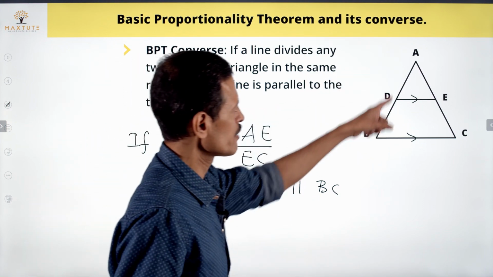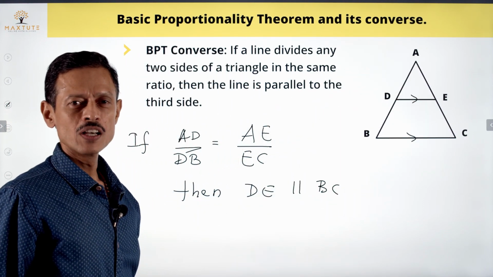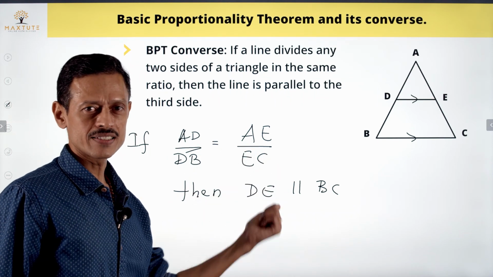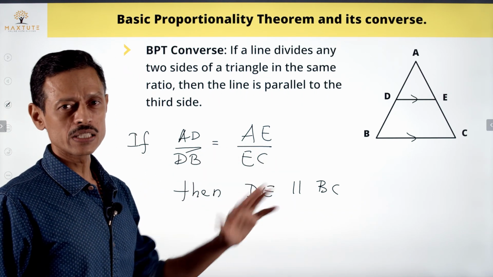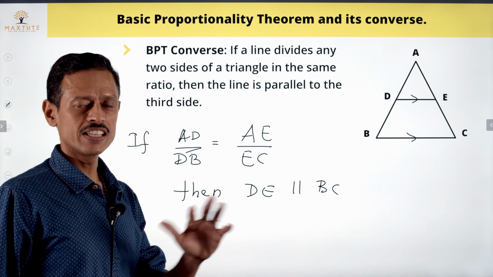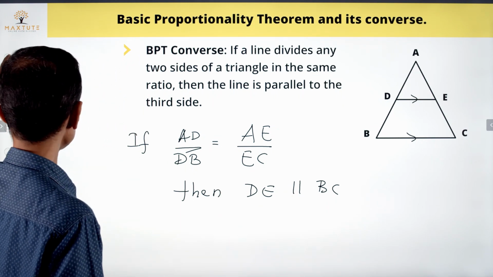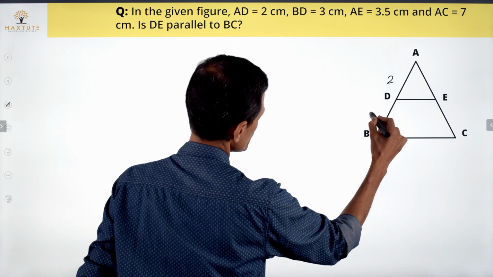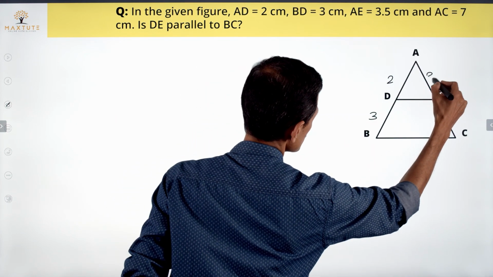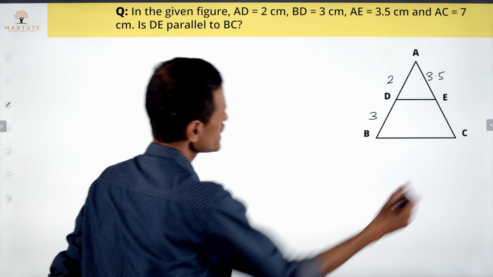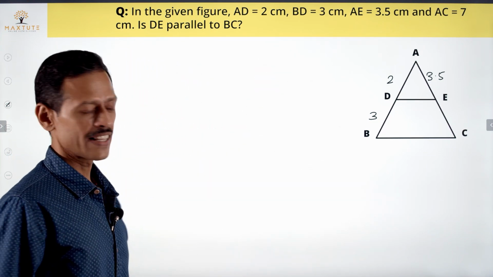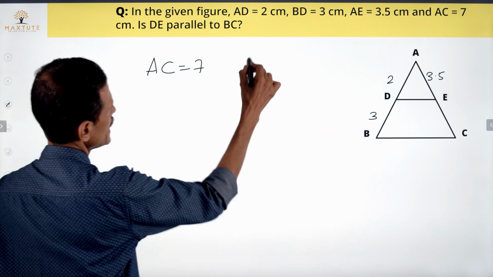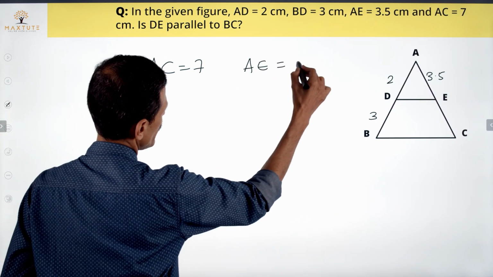We have measures of almost all of these parts. So let's check out whether AD by DB is equal to AE by EC. If that is the case, then we know that these two lines are parallel. Otherwise, these two are not parallel. Let's quickly get around to doing that. AD is known, which is equal to 2. DB is known, which is equal to 3. AE is known, which is 3.5. But EC is not known. What is given is the entire AC. AC equals 7. AE equals 3.5.